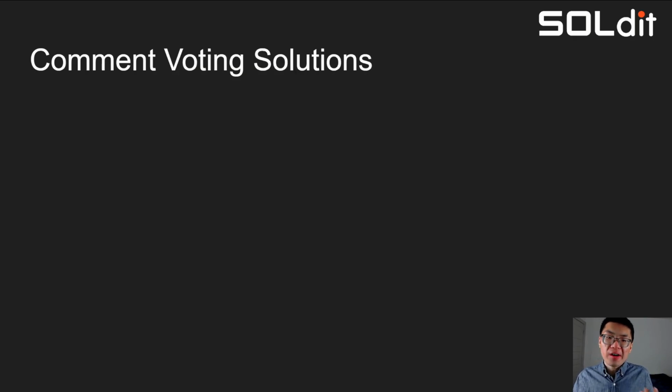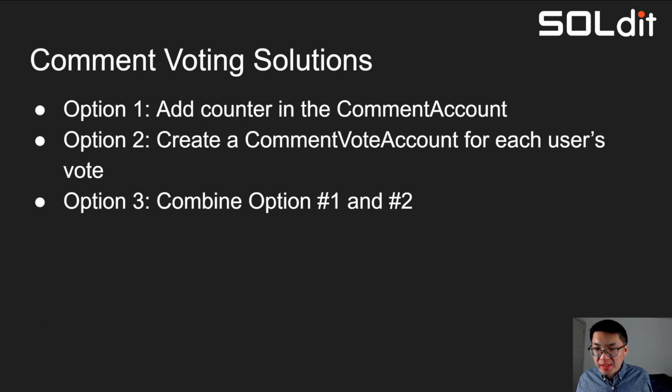So here are our comment voting solutions that I've thought of. The first one is we have a comment account from our previous video. So all we need to do is add a counter to our comment account, and that's just a number that we increment every single time someone likes a comment. Option 1 allows us to see the total number of votes made to a comment. Option 2, however, is for us to see if a specific user has voted for a comment.